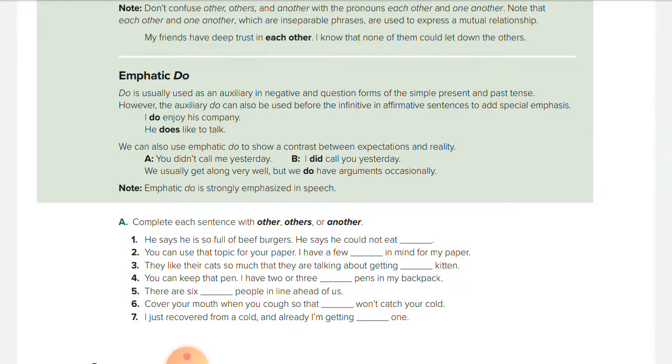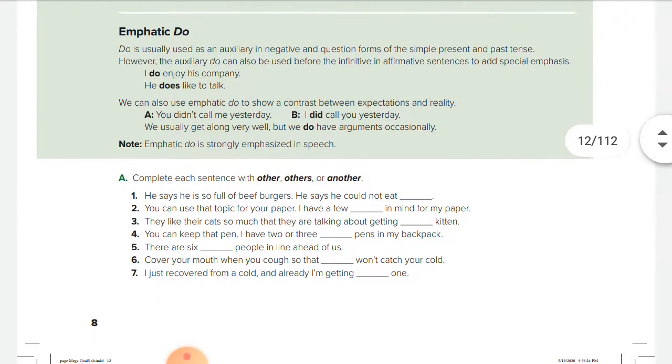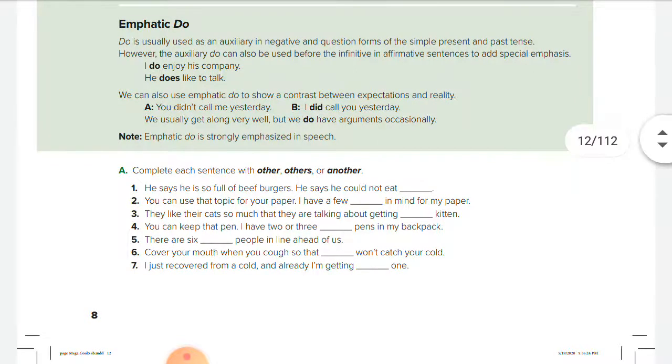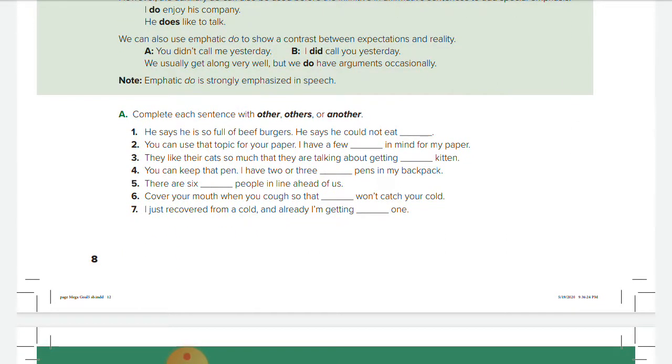Do is usually used as an auxiliary in negative and question forms of the simple present and past tense. However, the auxiliary do can also be used before the infinitive in affirmative sentences to add special emphasis. This is our lesson today, to give special emphasis. Like this example, I do enjoy his company, which means I enjoy his company very much. He does like to talk. This means he likes to talk very, very much.